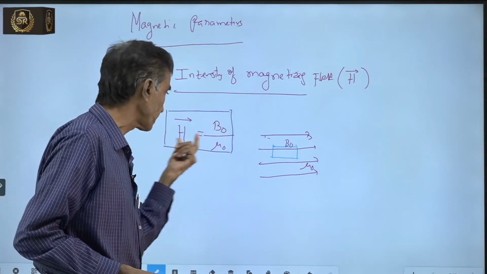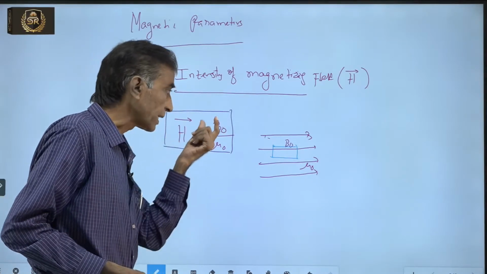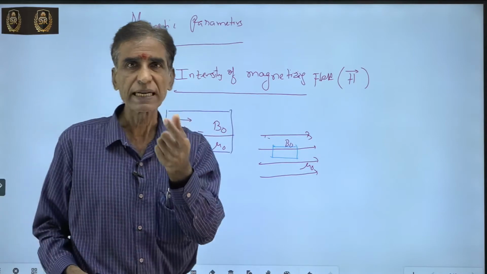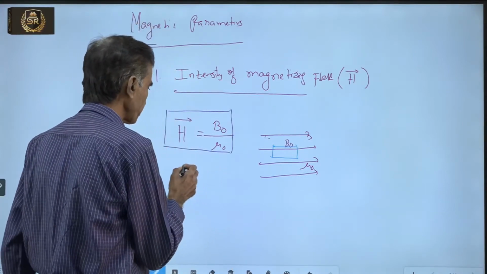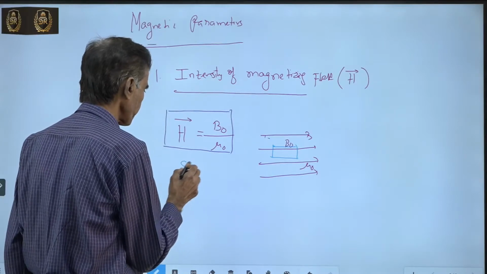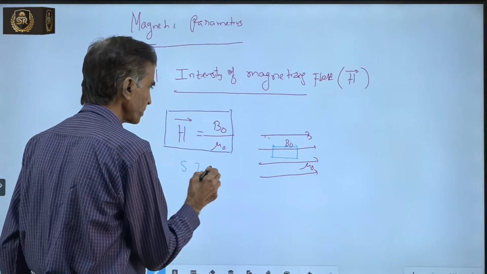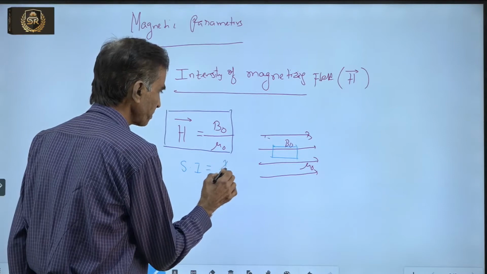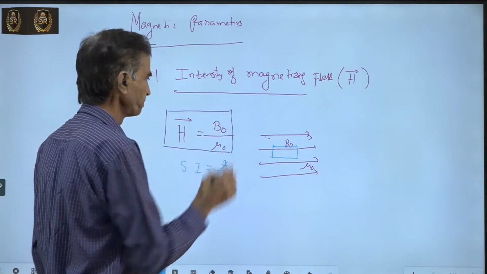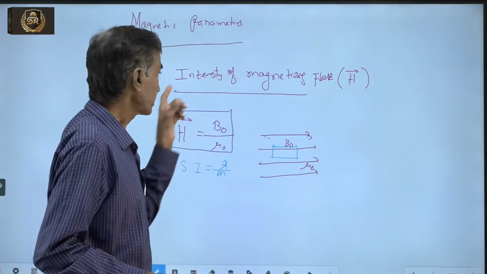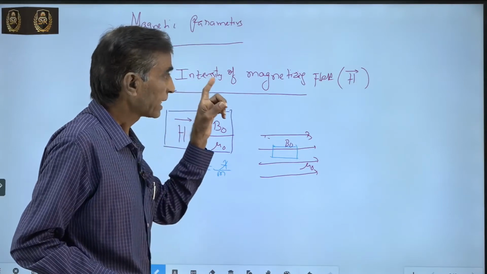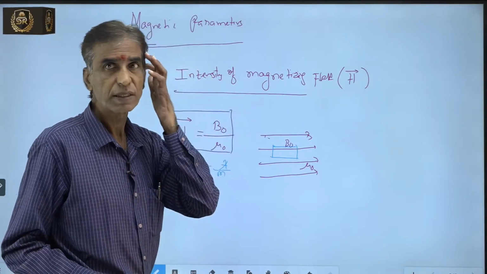This is the actual field, and this is the field allowed to pass through the magnetic material. Its SI unit is ampere per meter. So, that is the SI unit of intensity of magnetizing field.